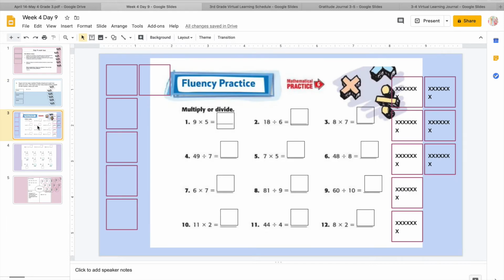Okay, so today you guys have some fluency practice. You're going to be multiplying and dividing. I'm just going to walk you through a couple, and then you can do the rest on your own because it's what we've been doing all week.